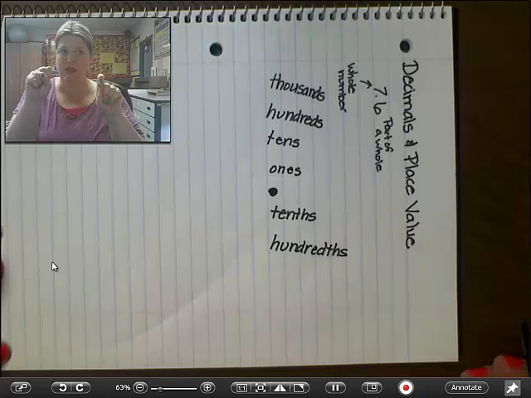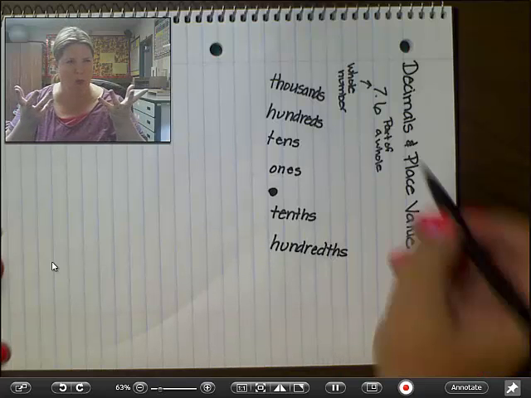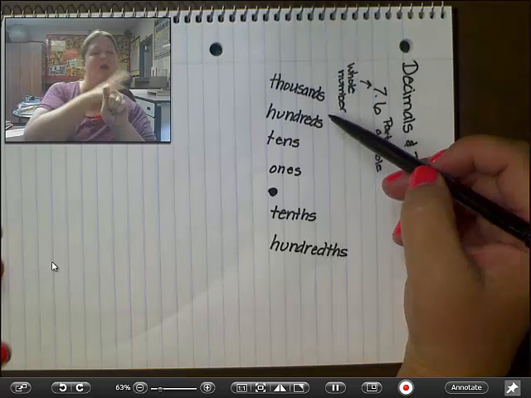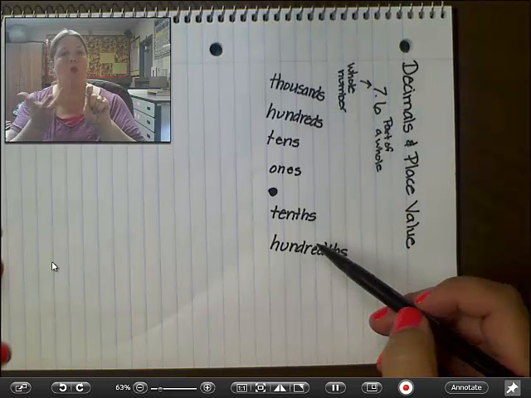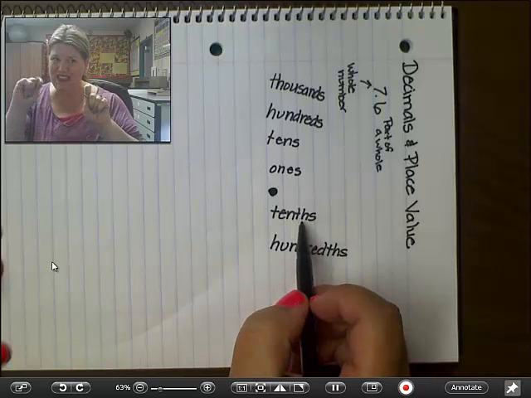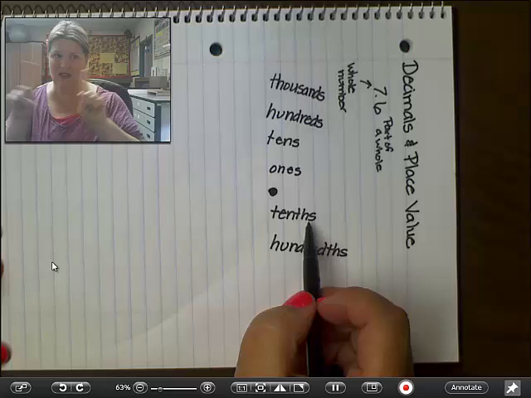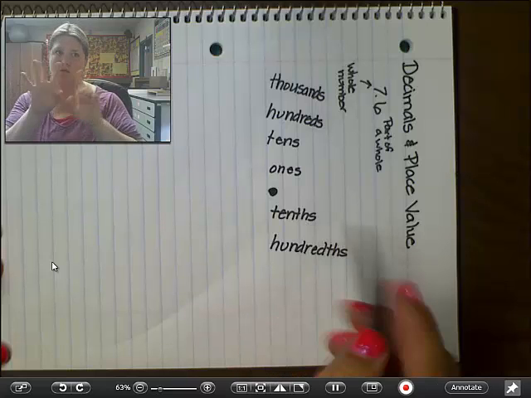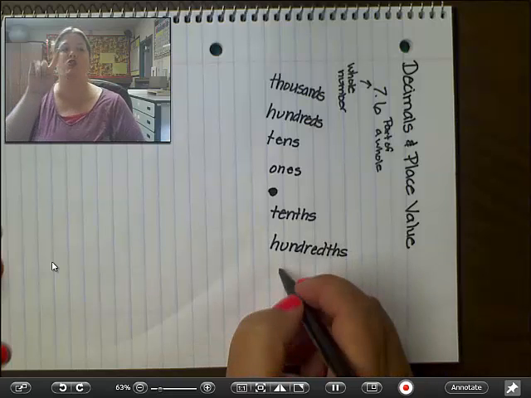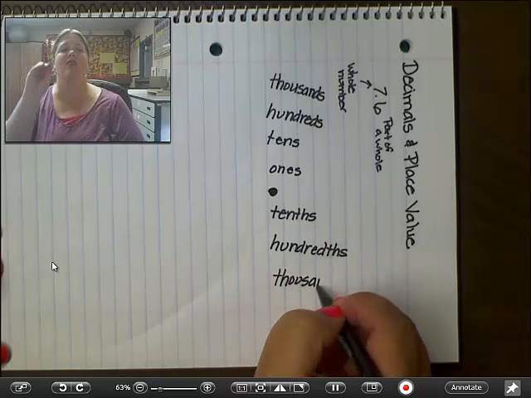You should be noticing a difference. I told you over here in the whole numbers, we ended with a DS. Look on this side. What are we ending with? You should notice that it's THS. Makes a complete difference. So we have tenths, hundredths, and thousandths.